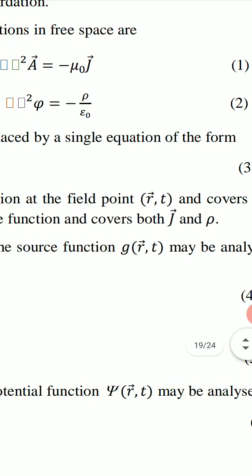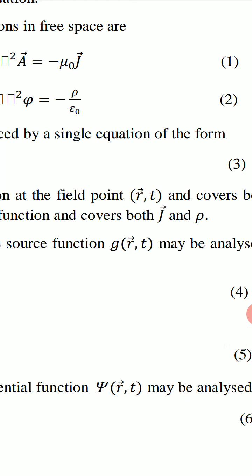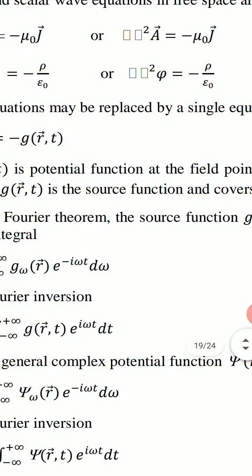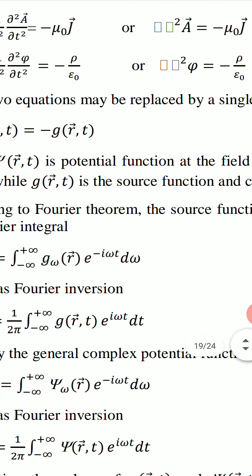In the right hand side of equations 1 and 2 we have J and rho. These are current density and charge density. So this is for the source point where charge is present, and in the left hand side we have vector potential and scalar potential A and phi. For these A and phi we write psi(r,t). So psi(r,t) is the potential function at the field point where fields are to be determined.